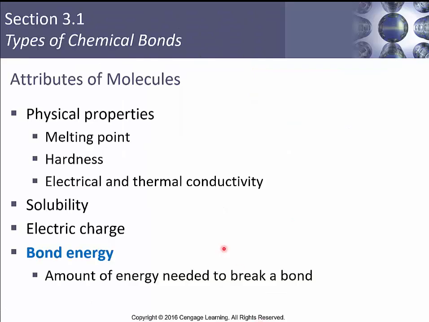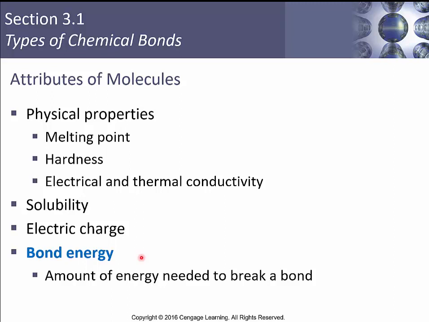Okay. When we talk about the attributes of our molecules, we've got some physical properties. So for example, melting point or hardness or electrical or thermal conductivity. We've got solubility. That's a chemical property. So if I take a compound and I put it in water, is it going to dissolve or not? Or is it going to form a precipitate? We can talk about electrical charge. And we can talk about bond energy. That's the amount of energy needed to form or break a bond.